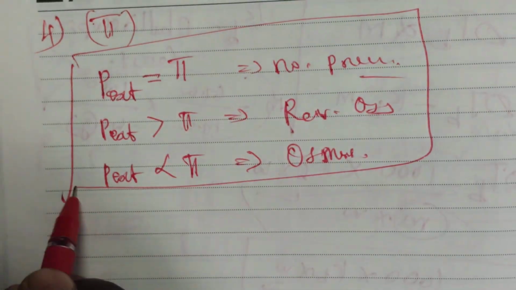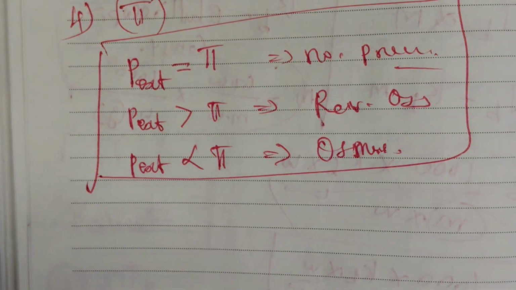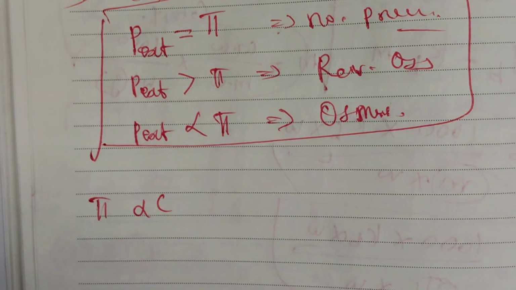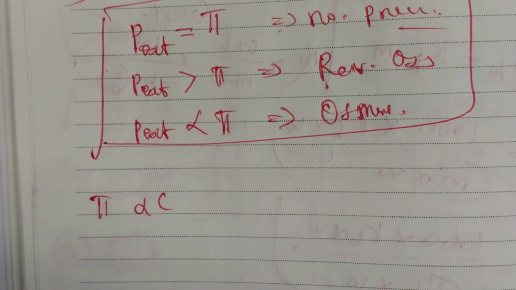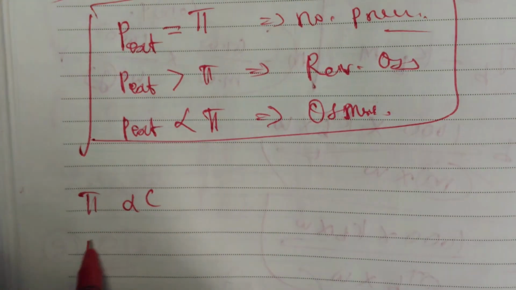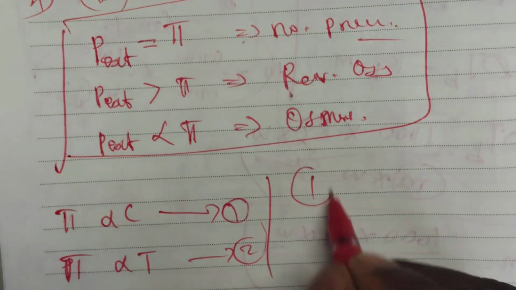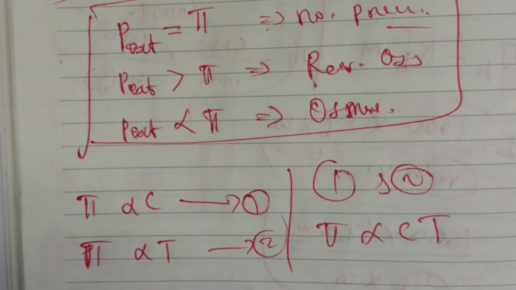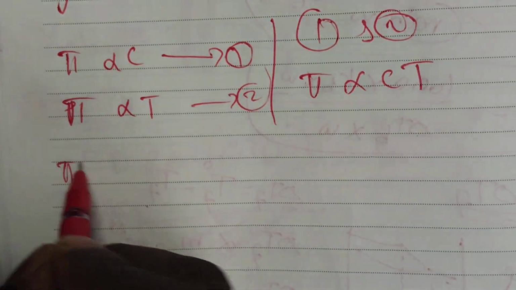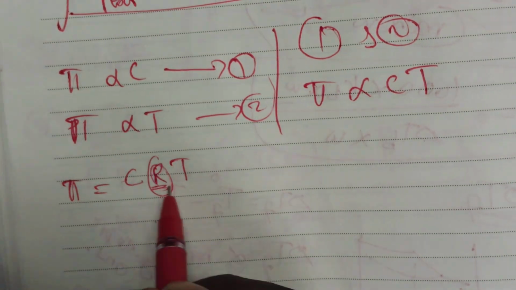This is sometimes asked as a simple question. Then, according to Boyle-Van't Hoff law, pi is directly proportional to concentration, obeying Boyle's law. Now see the Gay-Lussac law: pi is directly proportional to temperature. Relating these two formulas, pi is directly proportional to CT. Now we introduce a proportionality constant, so pi is equal to CRT. Here R is a constant.